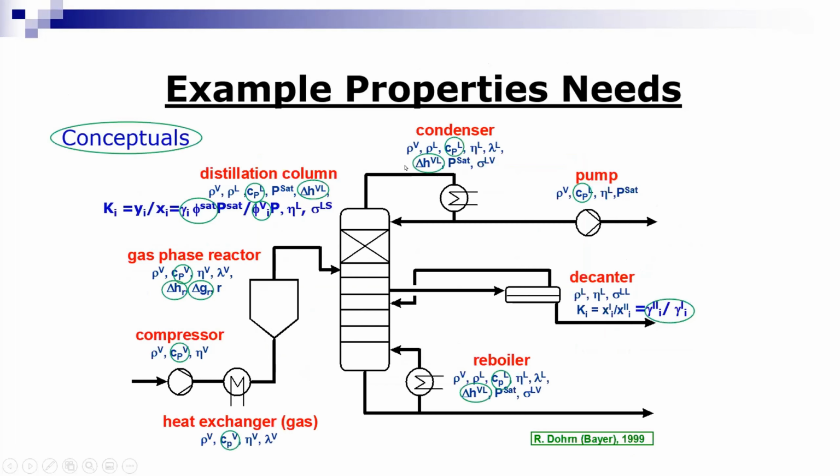And among those, there are a number of conceptuals, like the enthalpy of vaporization, the saturation fugacity coefficient, the vapor phase fugacity coefficient, Gibbs energy of reaction, heat capacities, and K factors, which would be in a decanter, a liquid-liquid system, the ratio of activity coefficients of the species in the phase. So when you're designing a process, you have to arrive at getting property values from the models.